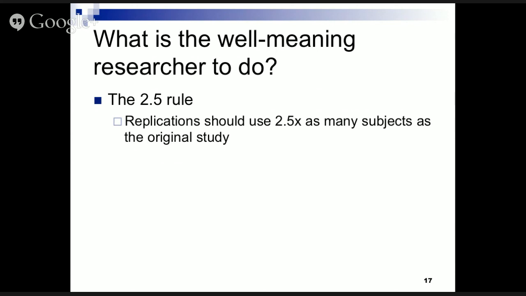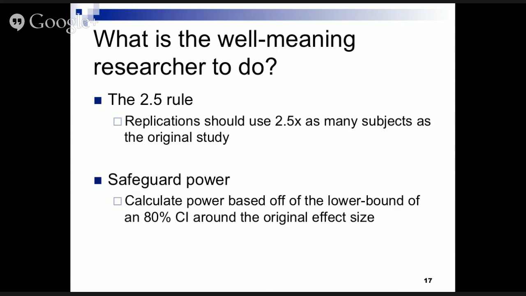Another suggestion comes from a paper called Safeguard Power. There was a really nice paper about this in the May special issue of Perspectives on Psychological Science. The idea behind this, rather than having an across-the-board rule, is to actually take the information from the confidence interval into account when you're running your power analysis. Safeguard Power calculates power based off the lower bound of an 80% confidence interval around that original effect size. So depending on how wide the confidence intervals are, that lower bound may be farther or closer away from that point estimate.